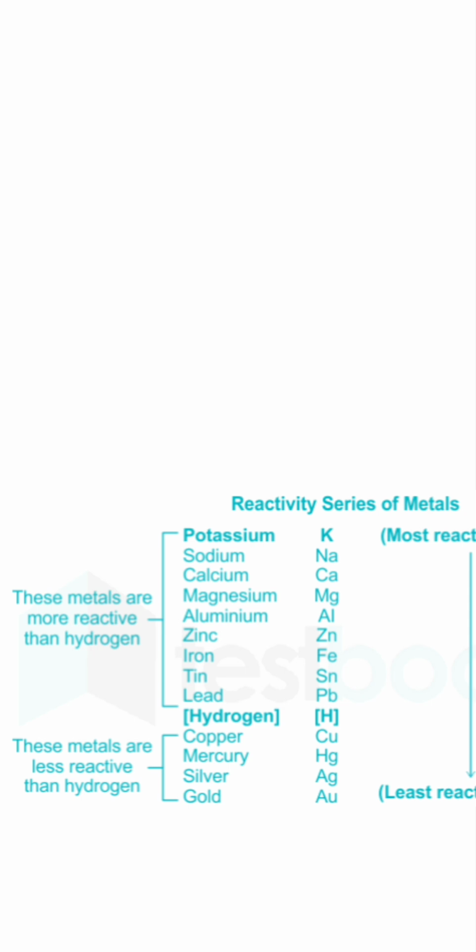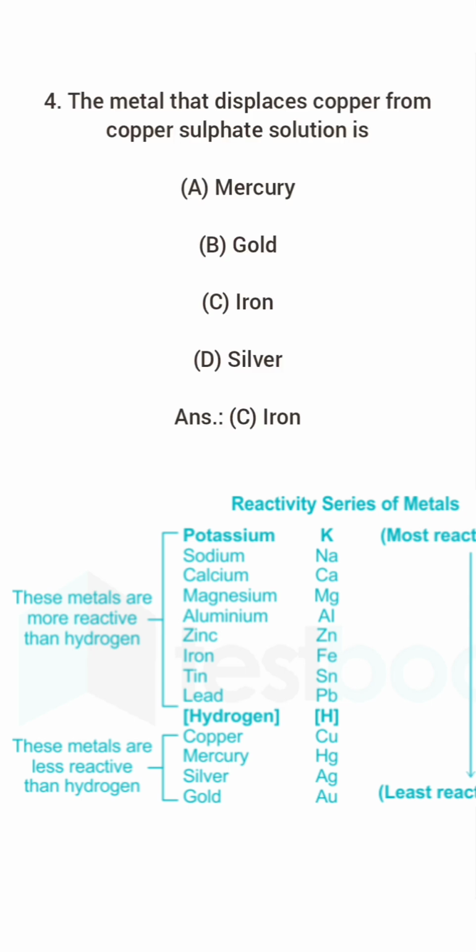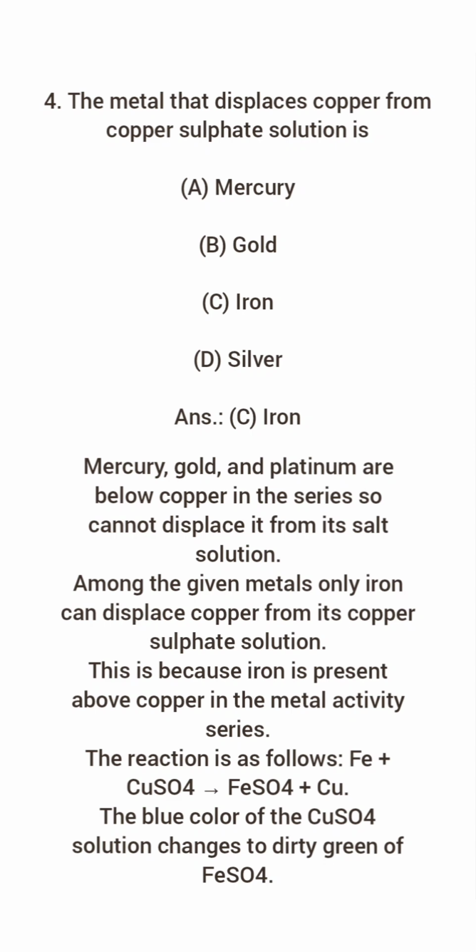Next, we can see the fourth question. The metal that displaces copper from copper sulfate solution is option A mercury, option B gold, option C iron, option D silver. And the right answer is iron.